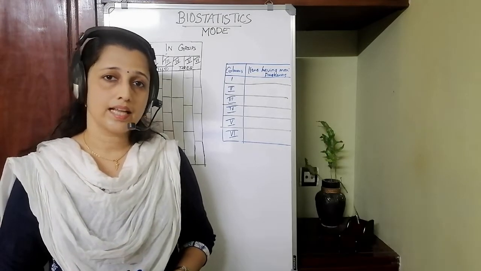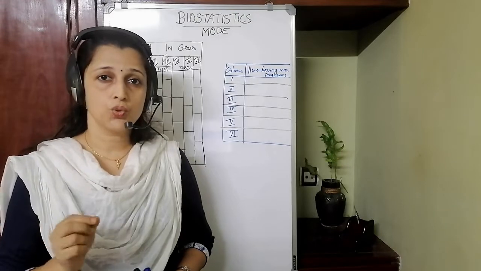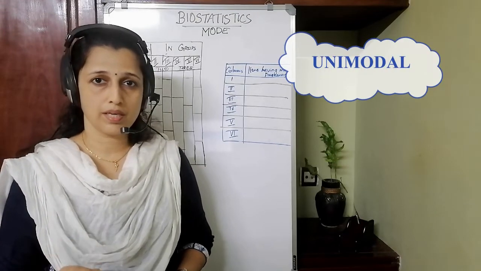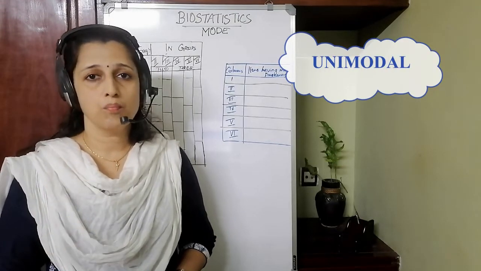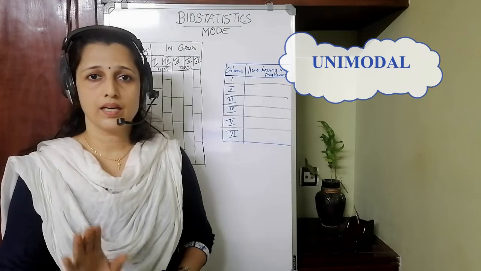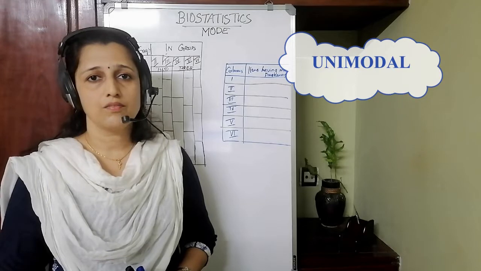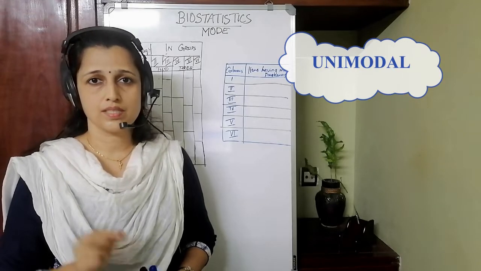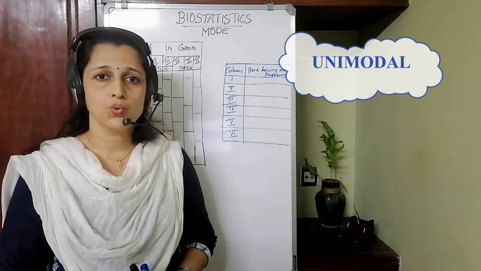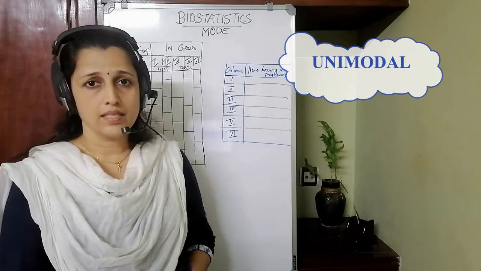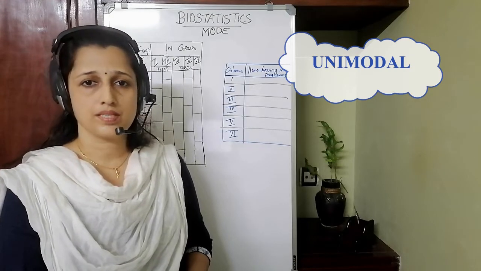And here the data is said to be unimodal. Unimodal means only one mode. Only 84 has maximum frequency. So only one variable is having maximum frequency. This type is known as unimodal and it shows the highest frequency.